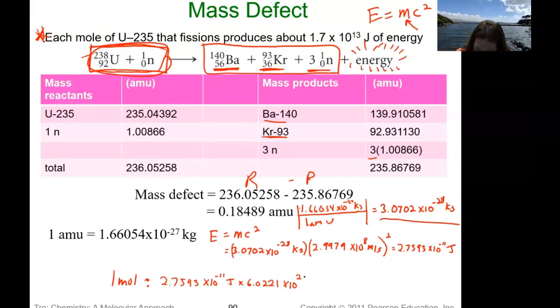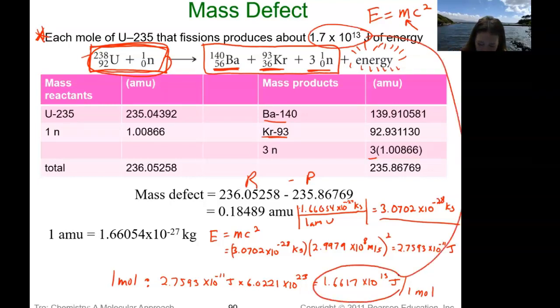Okay, to the 23rd, right? Atoms in 1 mole. And when you do this, you get 1.6617 times 10 to the 13th joules in 1 mole. Ta-da! That is where the energy comes from when we split the atom, right? So we figured it out.